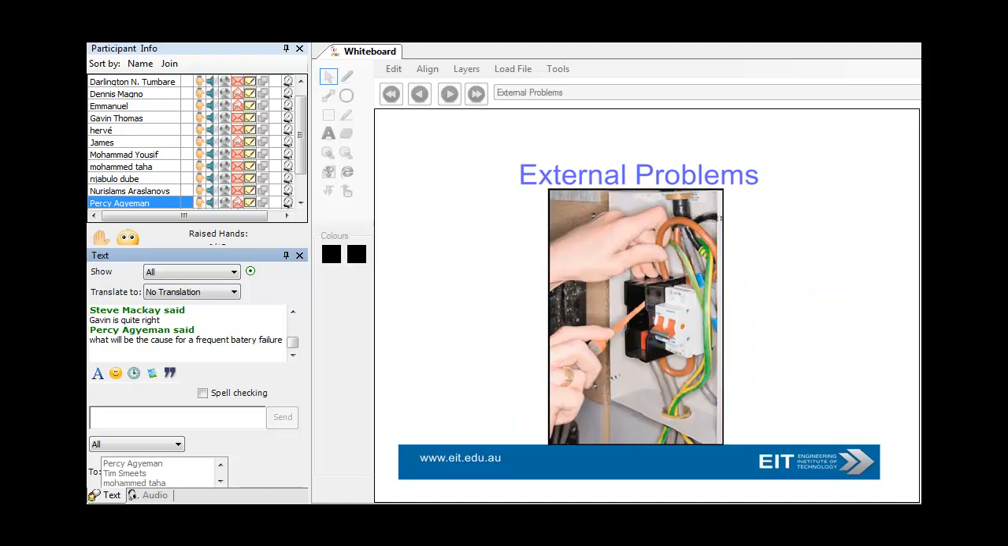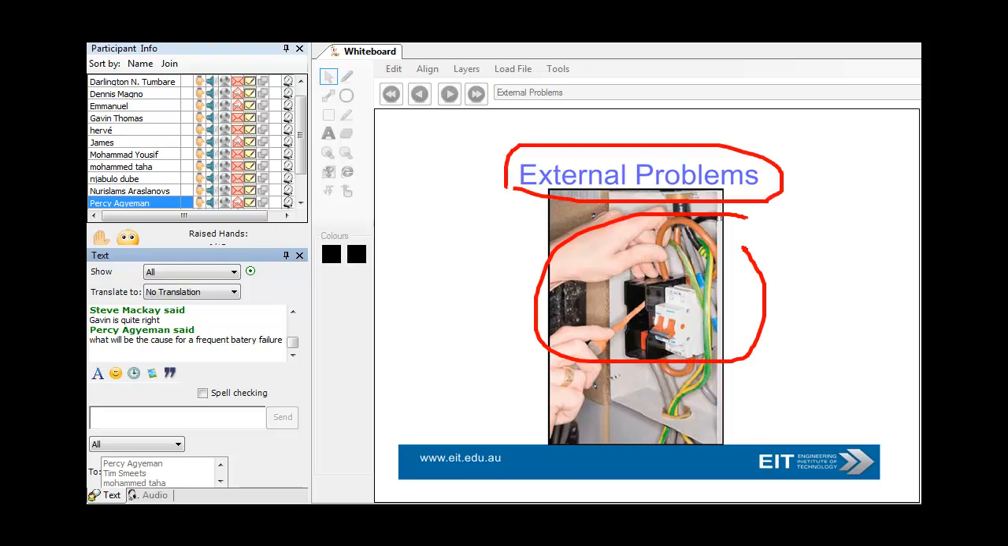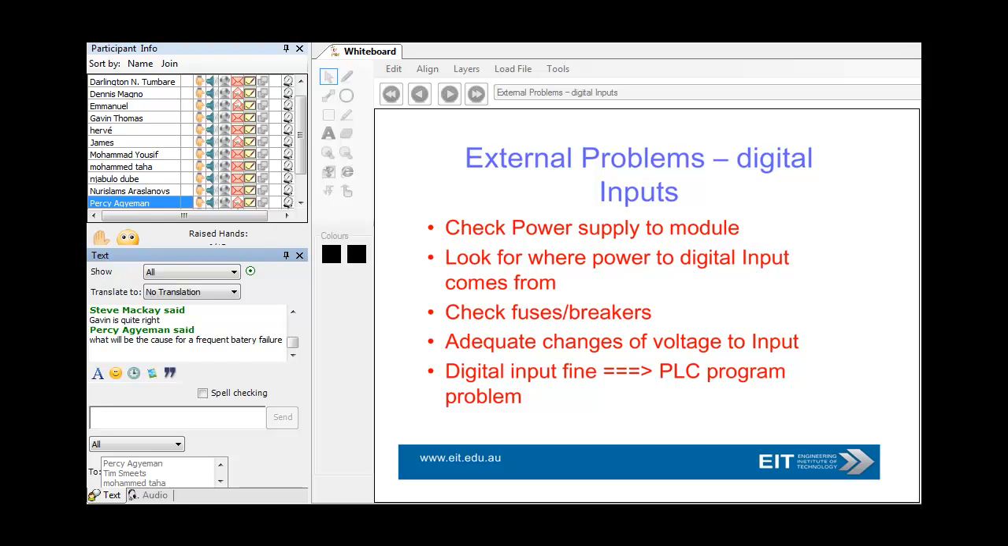External problems, obviously, are the interesting ones, and as I said, we discussed that's probably where most of your killer problems come from. External problems, digital inputs, check the power supply to the module. It was a particularly incredible problem with Argyle diamonds. Very interesting problem, actually. And again, I would say most of you guys probably would have been well outside your vintage, but it was just as I was working in Western Australia 24 years ago, actually 23 years ago, a particular problem with a particular PLC brand there.